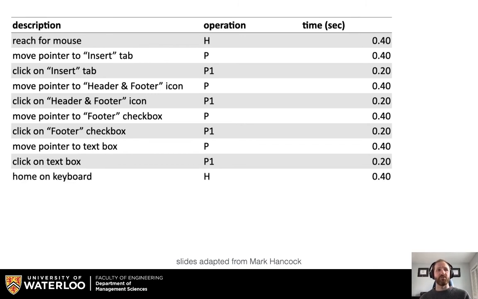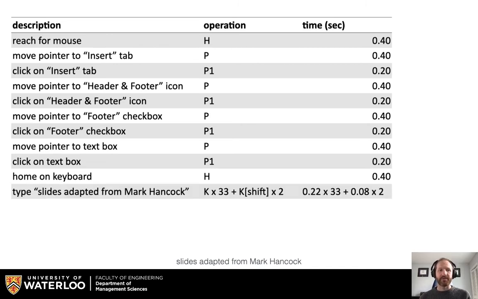Then we want to type. So you home on the keyboard, that's a home action, another 0.4. The final step is to type "Slides Adapted from Mark Hancock," which is 33 keystrokes. So that's 33 times the K operator plus 2 shift operations, for the capital M and the capital H, which we then factor in separately. So this becomes, assuming a skilled typist, 0.22 seconds times 33 Ks plus 0.08 for the 2 different shift keys.